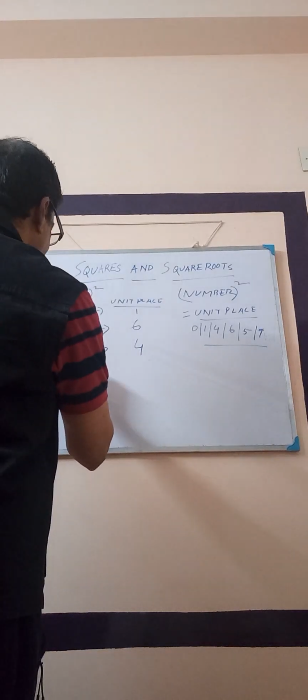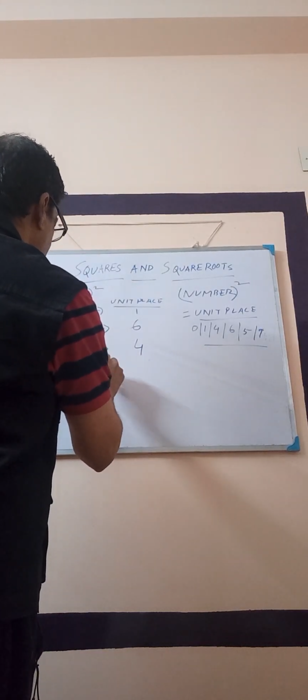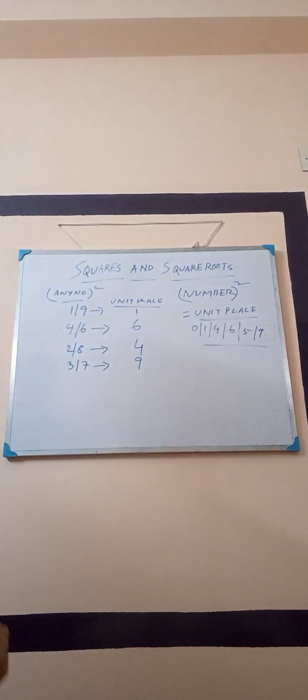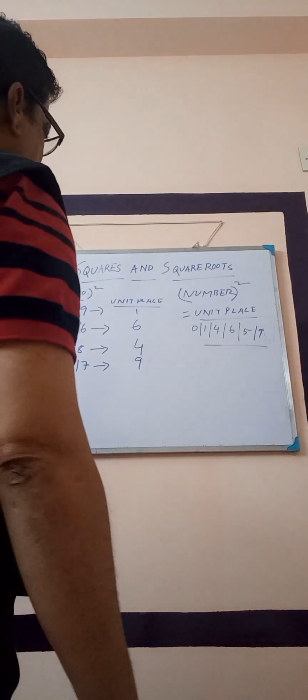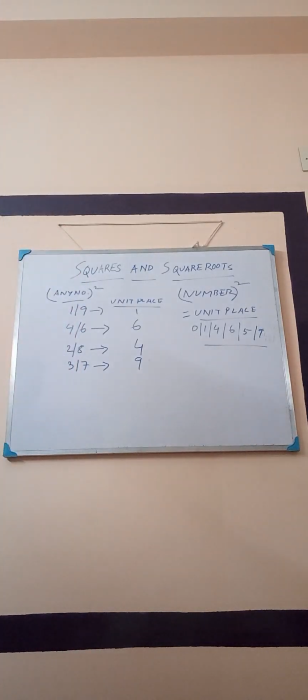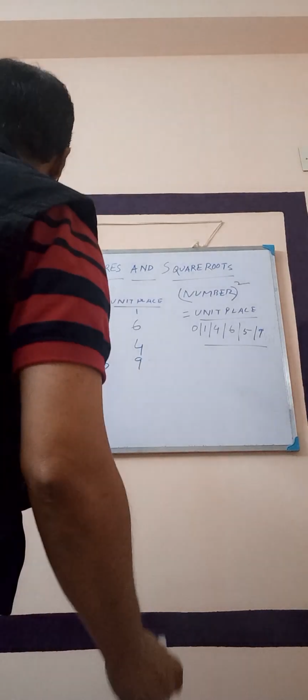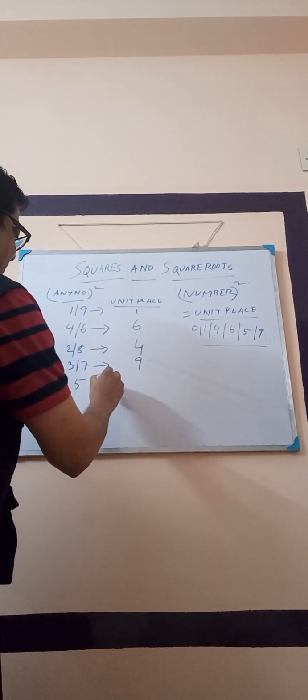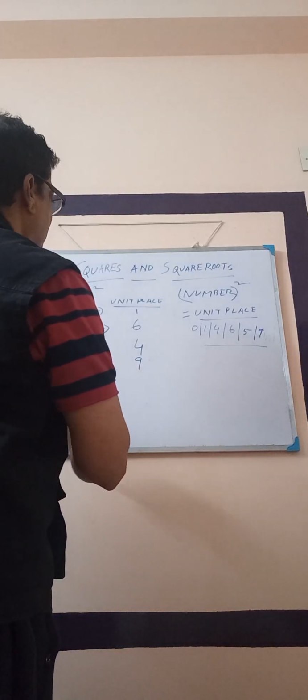Now, if I square any number whose unit place contains 3 or 7, then the unit place of the result will be 9. 3 square is 9, 7 square is 49, that means 9. 13 square is how much? 169, that means 9. 17 square is how much? 289, that is 9.